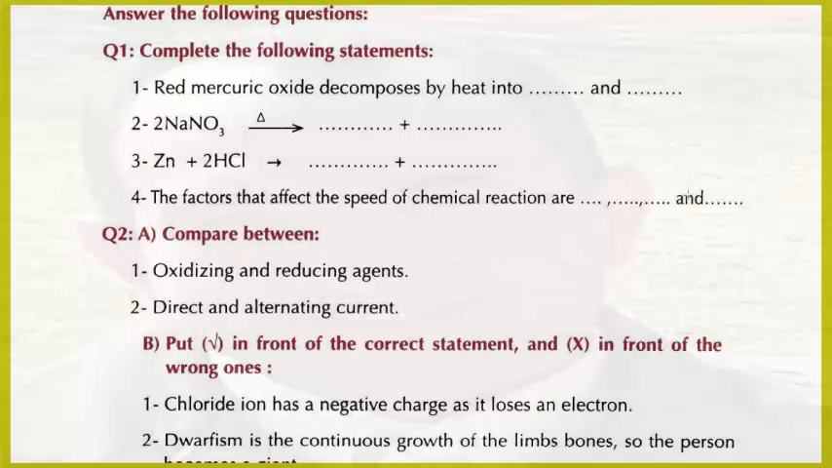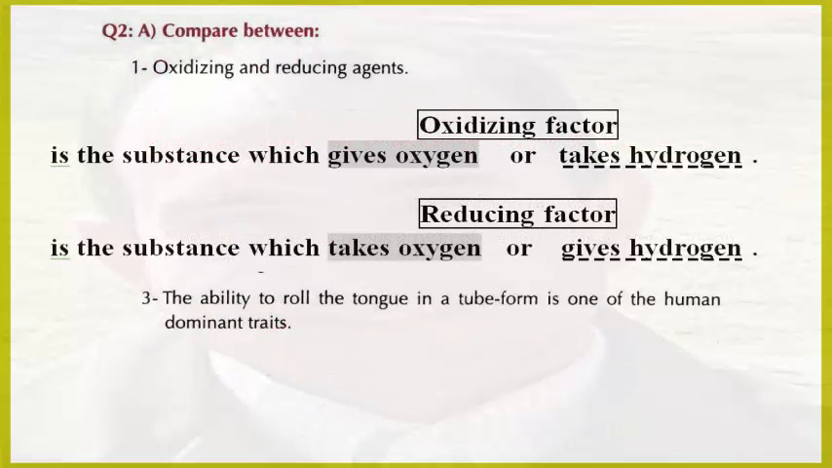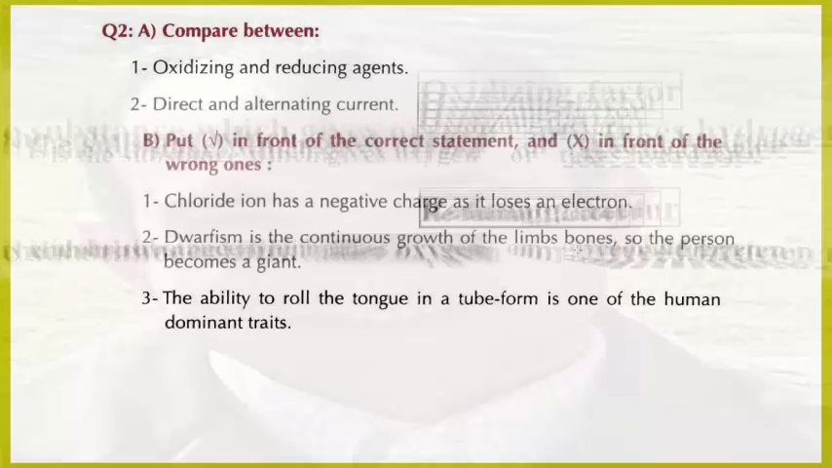Question number 2. Compare between number 1, oxidizing and reducing agent. Oxidizing agent is a substance that gives oxygen or takes hydrogen. Reducing agent, a substance that takes oxygen or gives hydrogen.